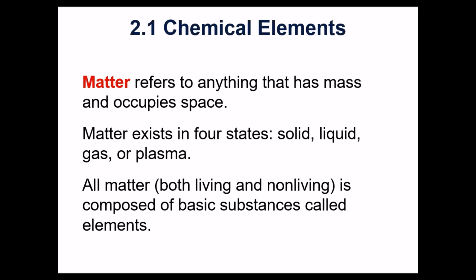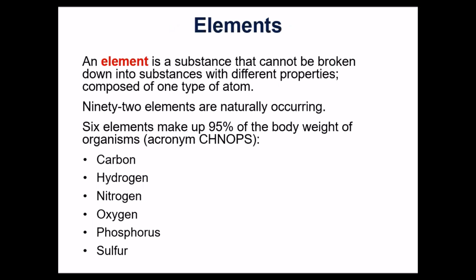number one, matter. Anything that has mass that you can measure, and it occupies some type of space. And matter comes in four main states, although as far as living things, we really talk about the first three: solid, liquid, and gas, although there is technically plasma as well as a state of matter. All matter, whether it's living or non-living, is made up of elements, and we're going to give you some examples of those. Your book definition for an element is there for you: a substance that cannot be broken down into substances with different properties.